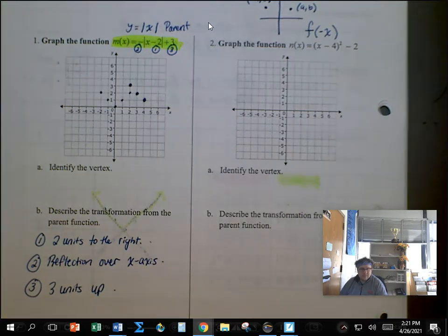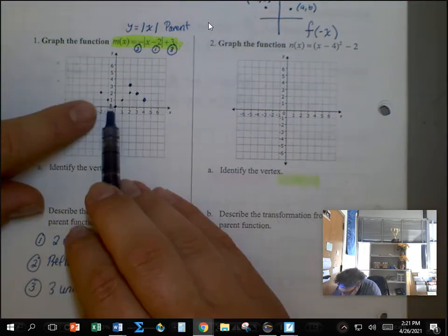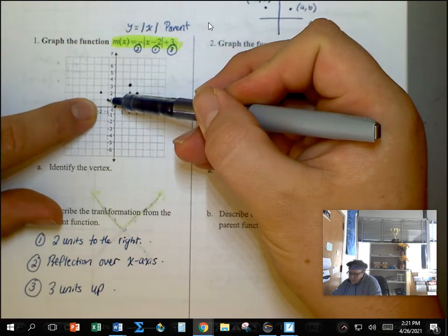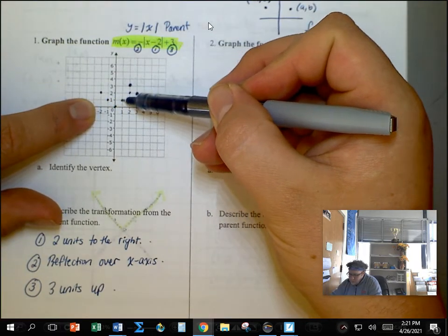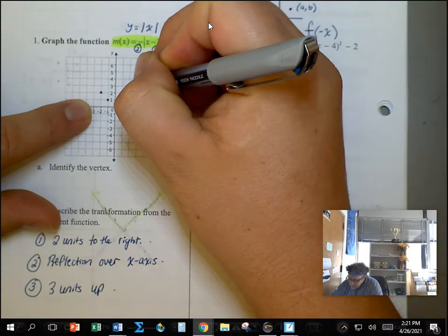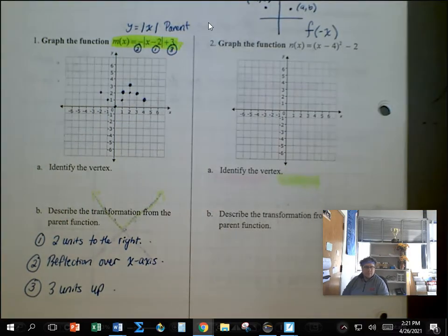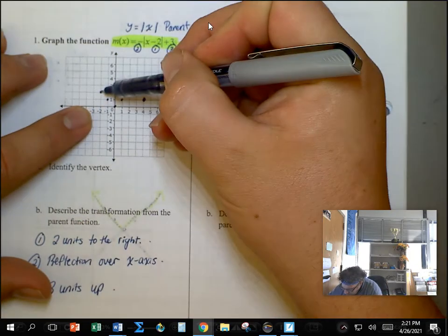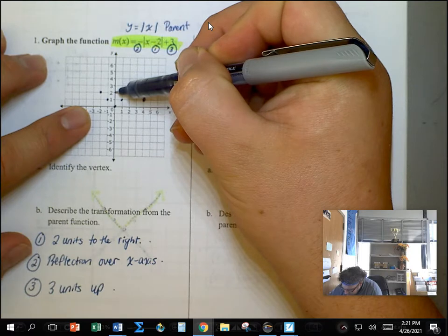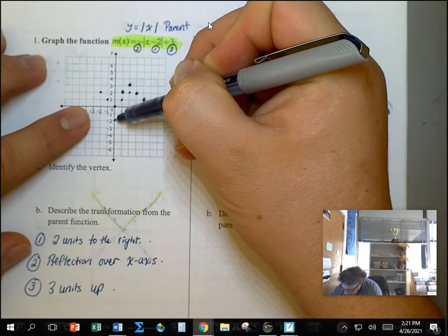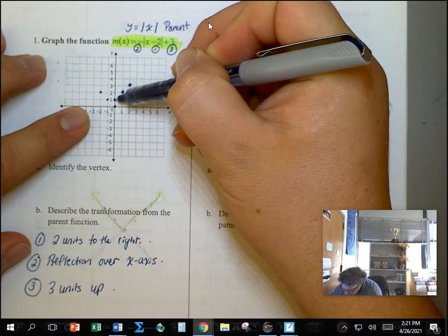Now we're going to take our pen or pencil and go over here to negative 1, comma 1. We go over 2 units, 1, 2, reflect, 1, 1, and then up 3, 1, 2, 3. And then last point right here at negative 2, comma 2, we'll go 2 to the right. Then we'll reflect over the x, 1, 2, 1, 2, and then we go up 3, 1, 2, 3.